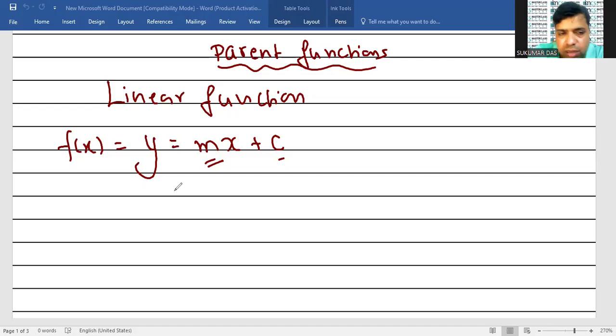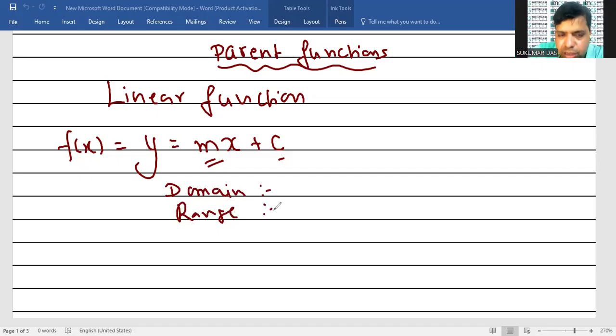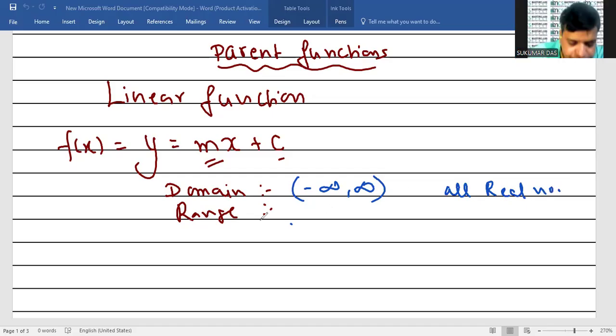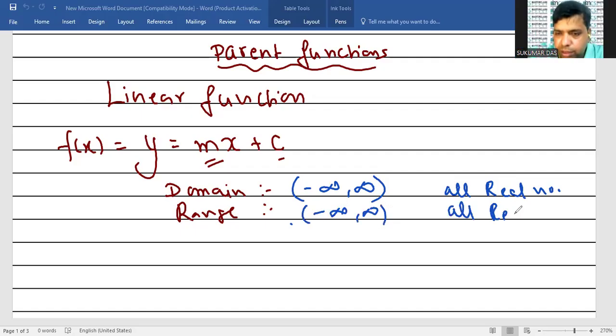For every parent function, we will see what is the domain, what is the range, and if any other information is required, like basically increasing or decreasing. So, can you tell me what is the domain for this linear function? It'll be negative infinity to infinity. That means all real numbers. And what is the range? It is also negative infinity to infinity. So, basically, again, all real numbers.